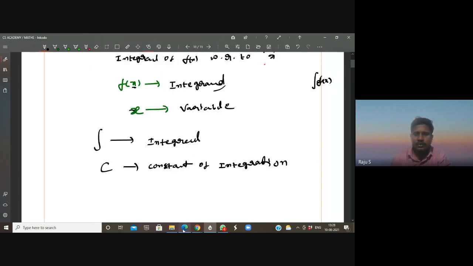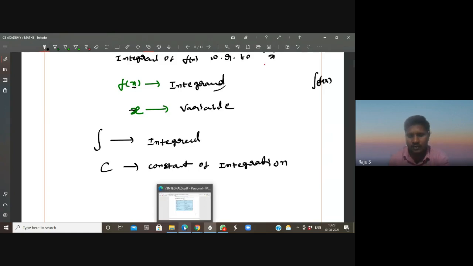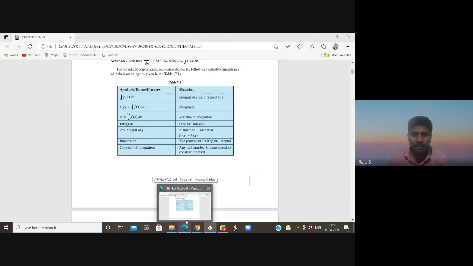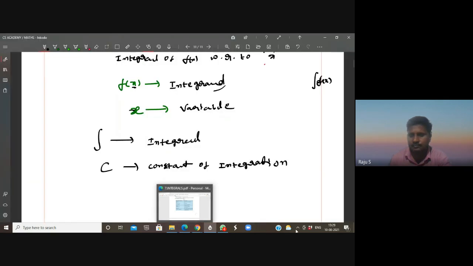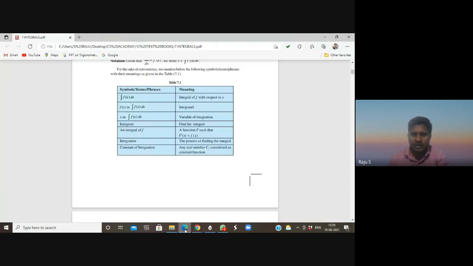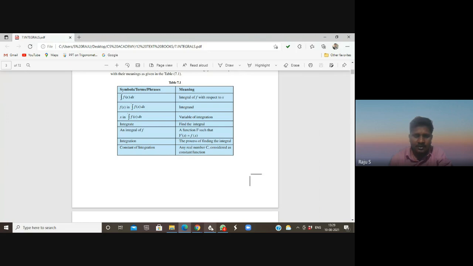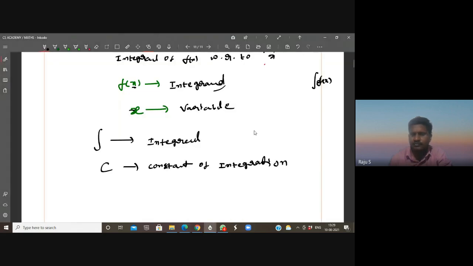So you have to remember that. The actual meaning of this: integral in the sense is the sum of all primitives. The sum of all primitives is given by integral. I will tell you in depth later, that is not required now.